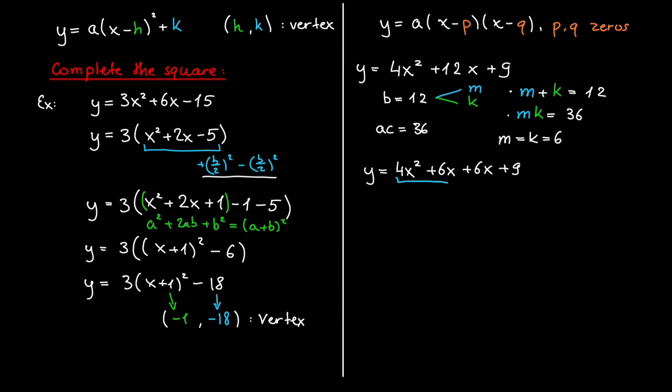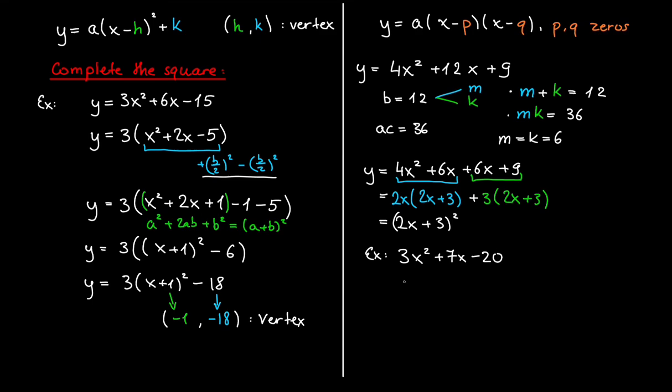Then I can group them into pairs. This is one pair, and this is another, and I factor them separately. From the blue pair, I can take out a 2x, and then in the parentheses, I'm going to get 2x plus 3. In the other pair, I can also take out a 3, and what I have left in the parentheses is 2x plus 3. And finally, we can rewrite them as the multiplication of two linear factors, 2x plus 3 times 2x plus 3. A more simplified way to write this would be as a square.